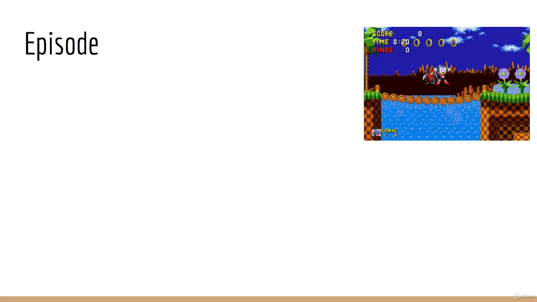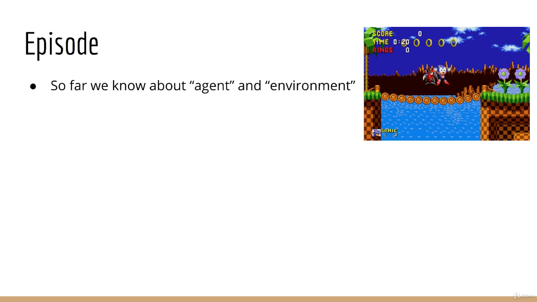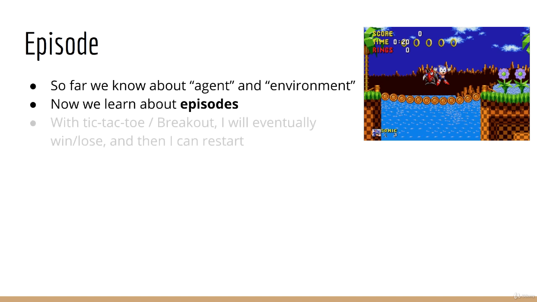Next, let's continue defining more terms. So far, you know about the agent and the environment. The next term I want to define is episode. What happens when I play a game of tic-tac-toe or breakout? Well, some sequence of events will occur, and then at the end, I will win or lose. With my math exam example, you will take your math exam, and then you'll get your grade.